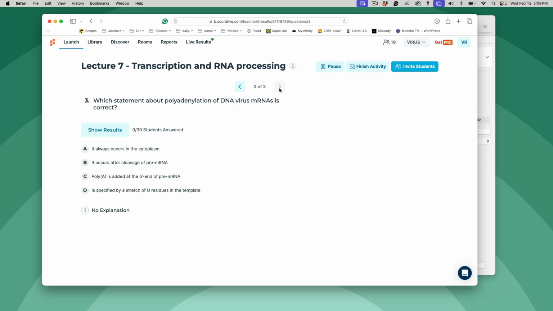Which statement about polyadenylation of DNA virus mRNA is correct? A, it always occurs in the cytoplasm. B, it occurs after cleavage of pre-mRNA. C, poly-A is added at the 5' end of pre-mRNA. D, it is specified by a stretch of U residues in the template. Okay, let's see how we did.